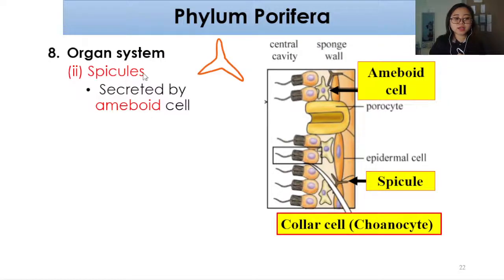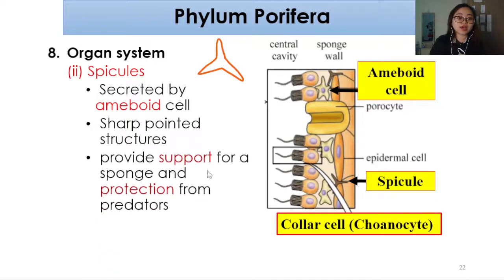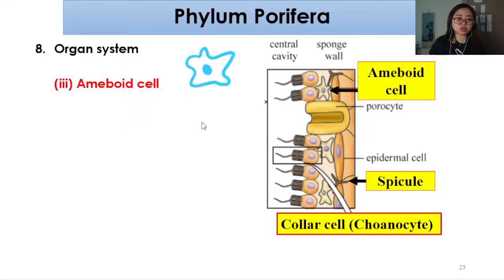The second thing we need to look at in the organ system of Porifera is the spicule. So they are these spiky thingies that you can find in the sponge. These are secreted by the amoeboid cell. They are sharp-pointed structures. It's not a cell. And they provide support for a sponge and protection from predators. Okay, so kalau ada benda yang cuba makan sponge itu, dia akan termakan spicule ini dan tercucuk lah dalam mulut dia. Lepas tu dia give up makan sponge.